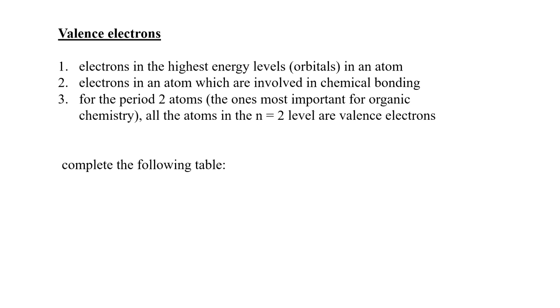So let's complete a table. Here's a table. You've got the elements N, O, F, C, and H. That is nitrogen, oxygen, fluorine, carbon, and hydrogen. I want you to write down the total number of electrons in the atom. You would know that from your last video. And then from this video, let's determine the number of valence electrons in each of these atoms. So stop the video and complete this table, and when you're done, come on back.